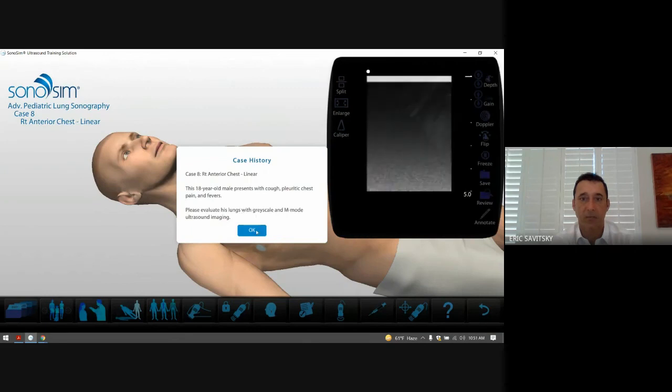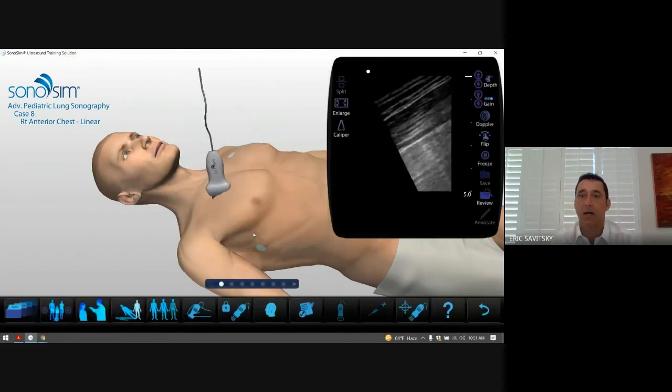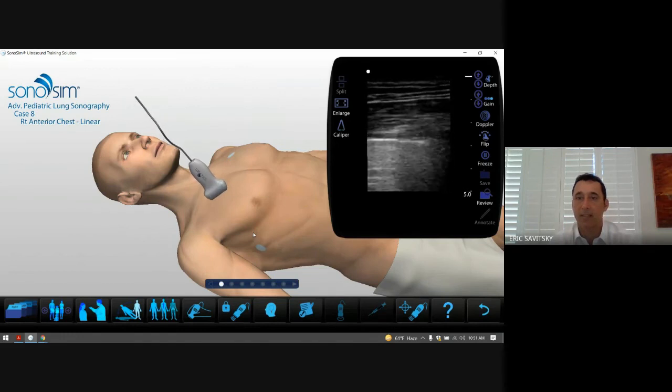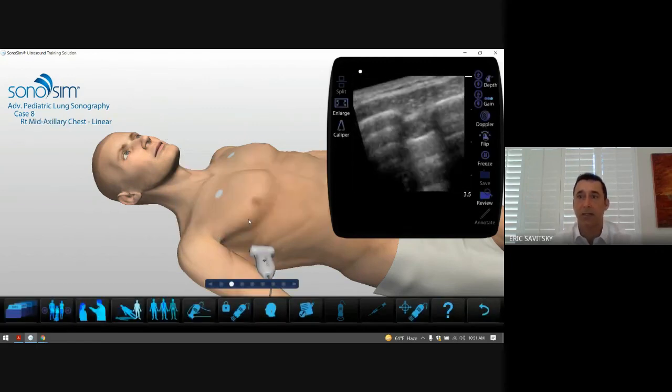So once again, pediatric patient, but on the older side, 18-year-old male presents with cough, pleuritic chest pain, and fevers. And we're going to examine the lungs. So here, I just look at the lung. I see lung sliding. I don't see any B lines. Once again, using a linear transducer. I'm going to go and use the linear transducer on the right side here.